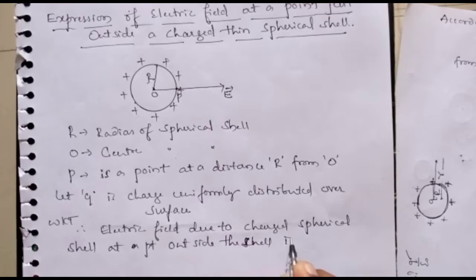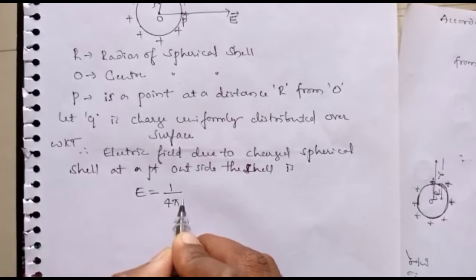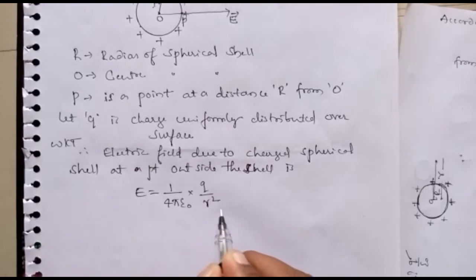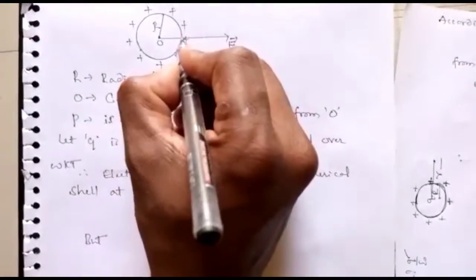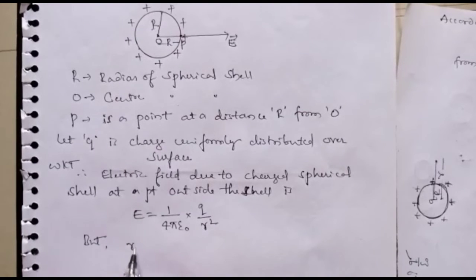Outside the shell, E equals 1 by 4 pi epsilon naught q by r square. But here our point is at a distance nearly r, where r is nearly equal to capital R, which implies E equals 1 by 4 pi epsilon naught q divided by capital R square. Let us recall equation number 1.